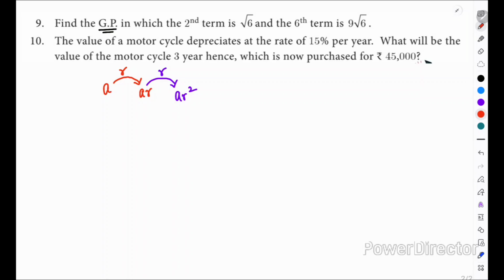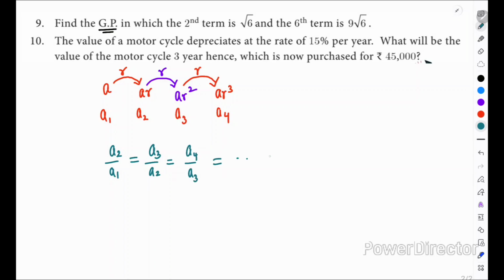So let me put AR cube here. This is A1, A2, A3, A4. So A4 is nothing but AR cube, right? If any two successive terms have the same ratio, say A2 by A1 will be the same as A3 by A2, the same as A4 by A3, and so on, up to AN divided by AN minus 1.